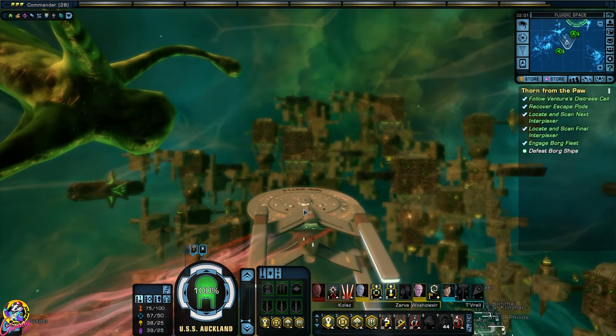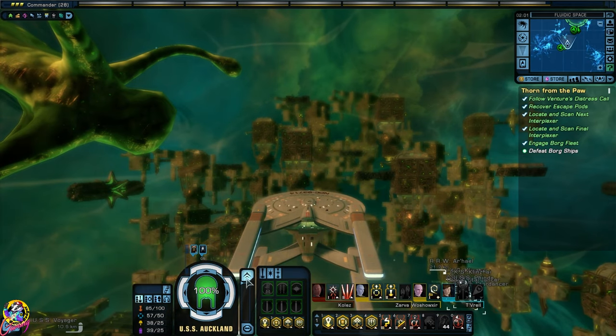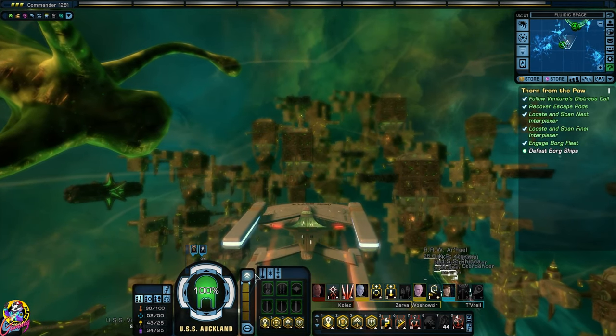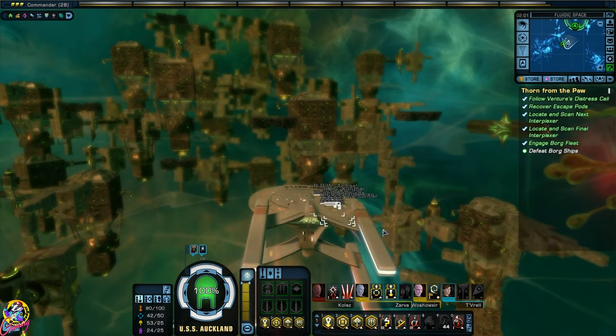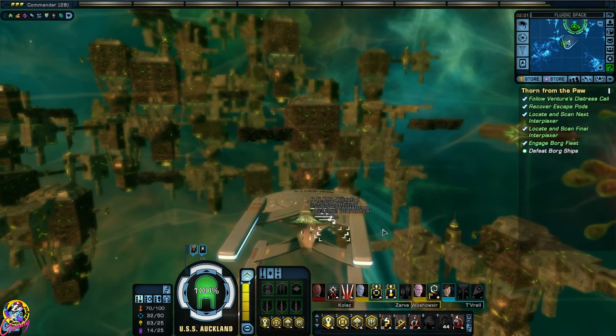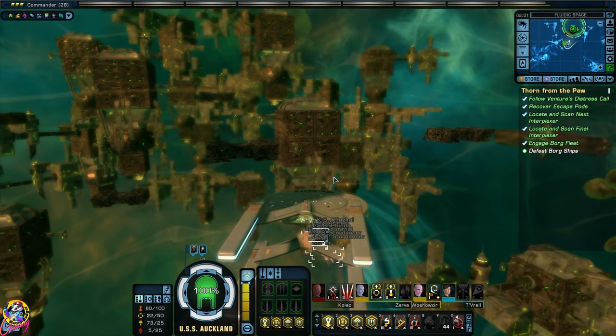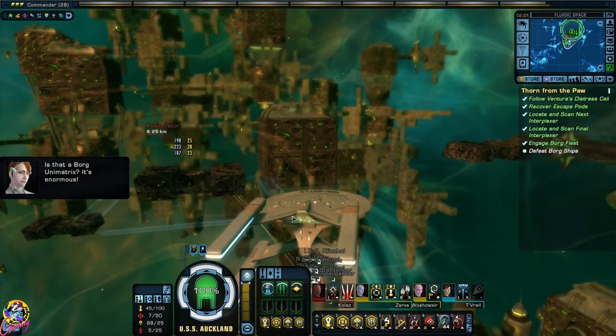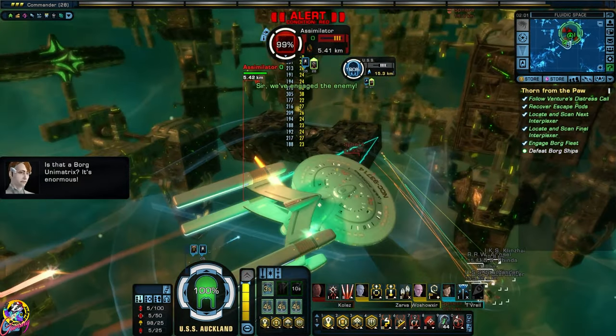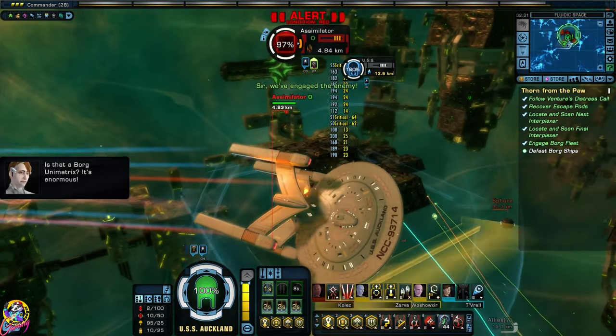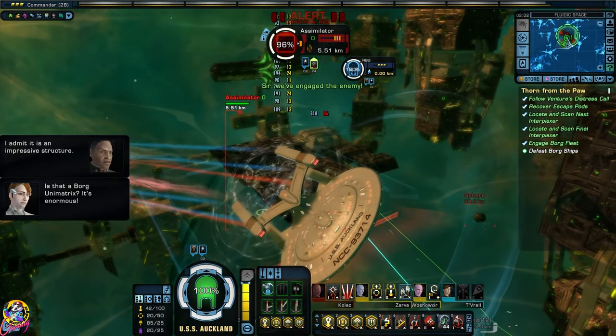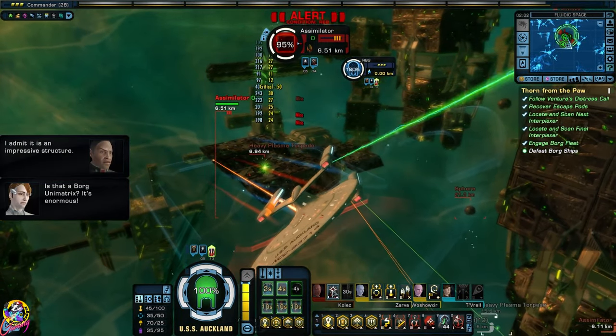I was just thinking then, would our shields even work in fluidic space? Thinking about it, I think Voyager still had shields when it was in fluidic space. We need those nanotorpedoes. Is that a Borg Unimatrix? It's enormous! I admit that it is an impressive structure.